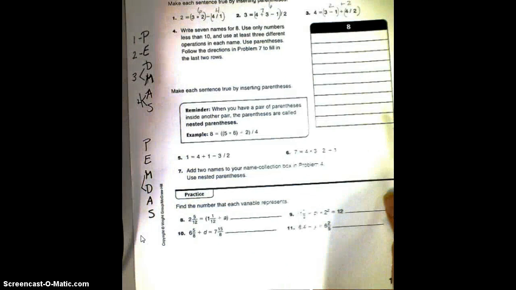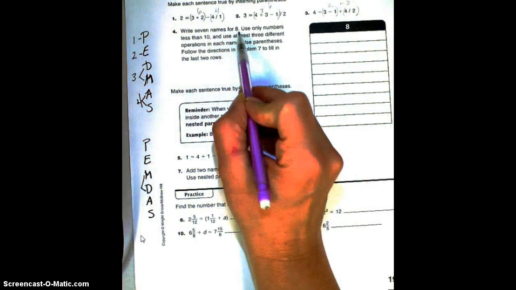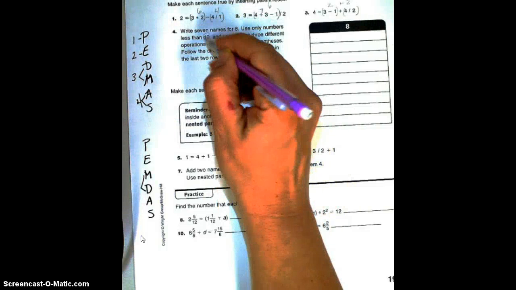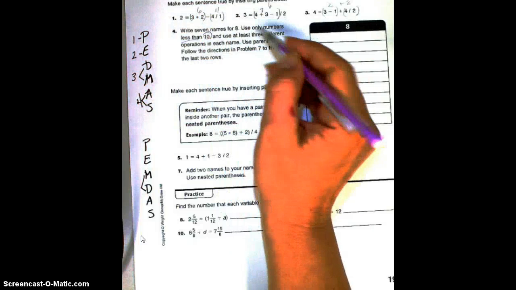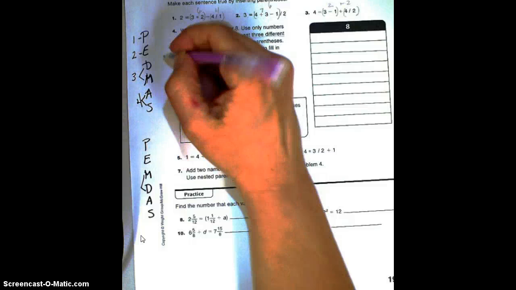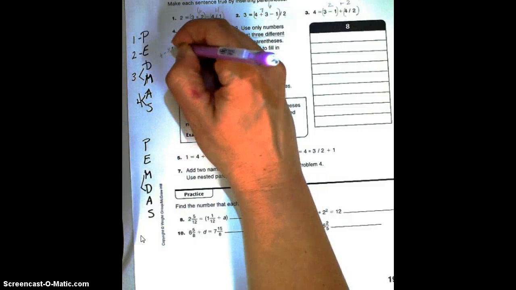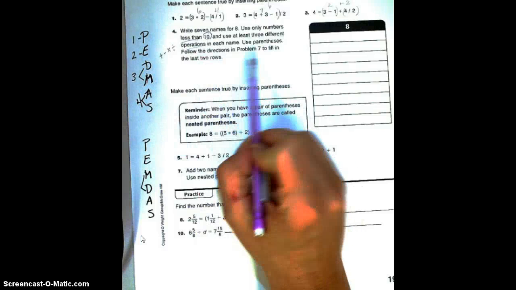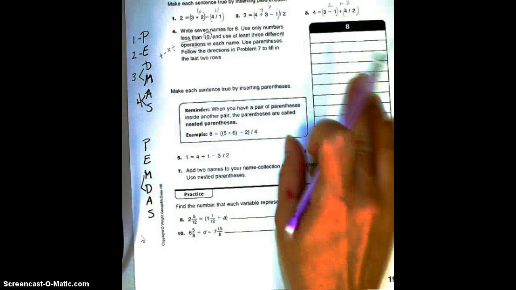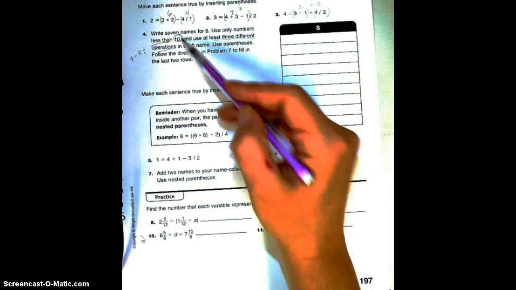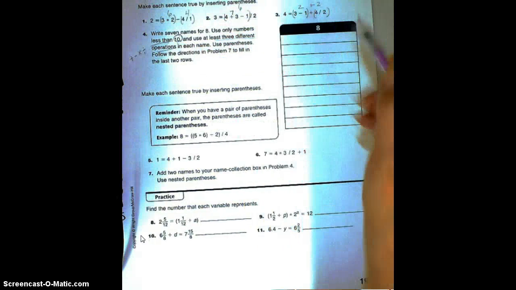This one, we need to make names that equal 8. I can only use numbers that are less than 10, and I need to use at least 3 different operations, so that means add, subtract, multiply, or divide. I need to use 3 of those, and I need to use parentheses. So numbers that are less than 10, sorry, that equal 8.